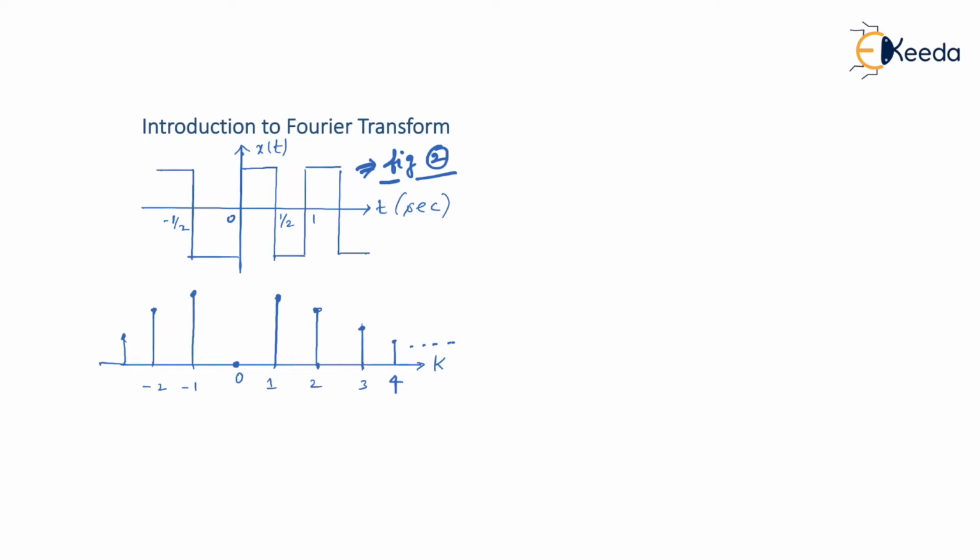The DC component means at omega equal to 0. K equal to 1 means it is the fundamental component, and the fundamental component means it is omega naught. At k equal to 2, I'm getting a frequency component at twice omega naught. 3 indicates 3 omega naught. 4 indicates 4 omega naught. So -1 indicates minus omega naught, and similarly -2 indicates -2 omega naught, and so on.